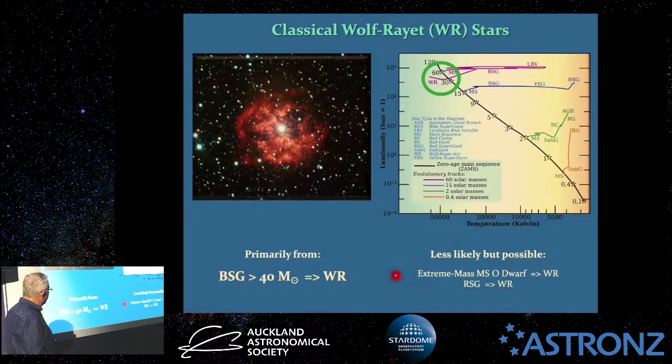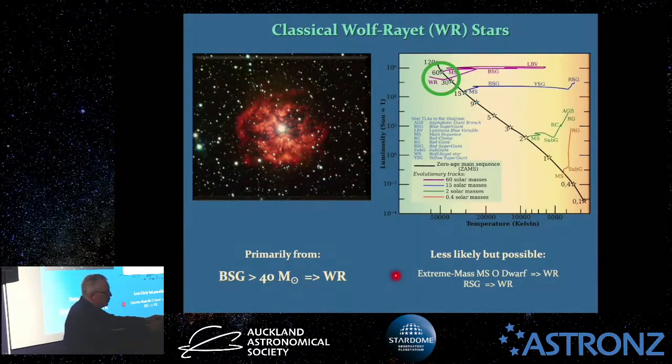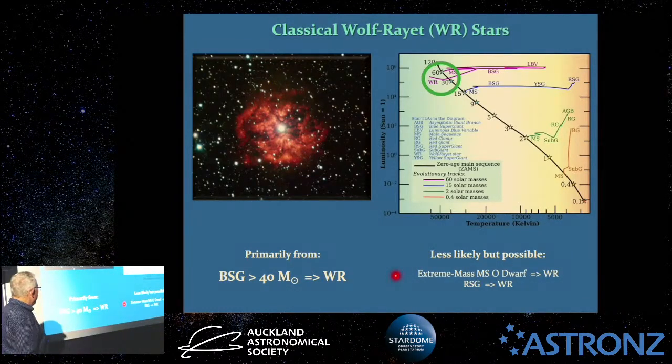Less likely, you can get an extreme mass main sequence O dwarf that, just as it leaves the main sequence, instead of going off to a blue supergiant, starts shredding all its material so quickly it turns straight into a Wolf-Rayet star. And you can get red supergiants that become unstable. We mentioned the blue loops. Some of the bigger ones can shed all their material off. They're so unstable, that helium core is quite large compared with the rest of the star, and they end up as Wolf-Rayet stars.